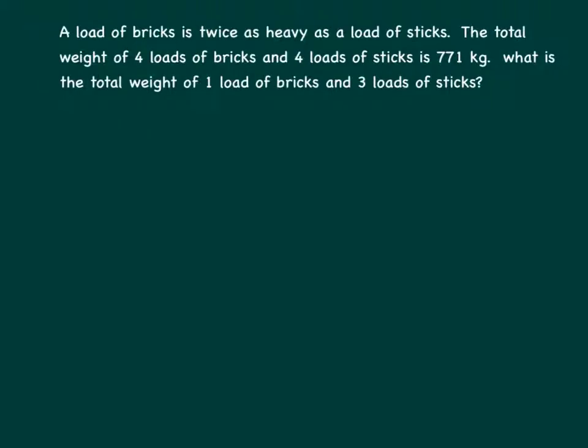For my next problem, we definitely want to use a bar model. A load of bricks is twice as heavy as a load of sticks. The total weight of 4 loads of bricks and 4 loads of sticks is 771 kilograms. What is the total weight of 1 load of bricks and 3 loads of sticks? So that's a whole lot of things going on there.